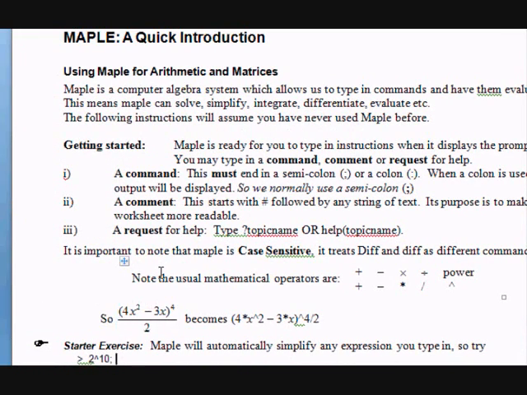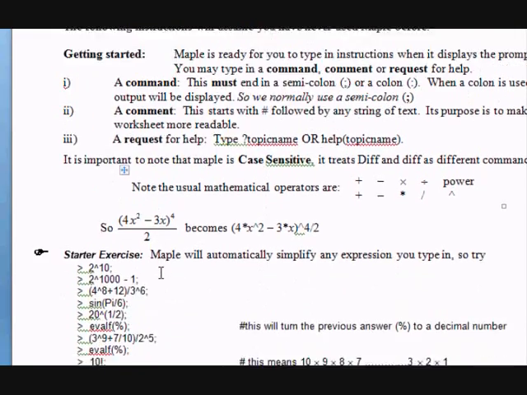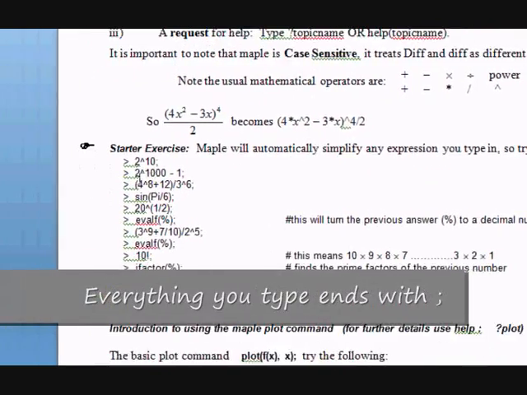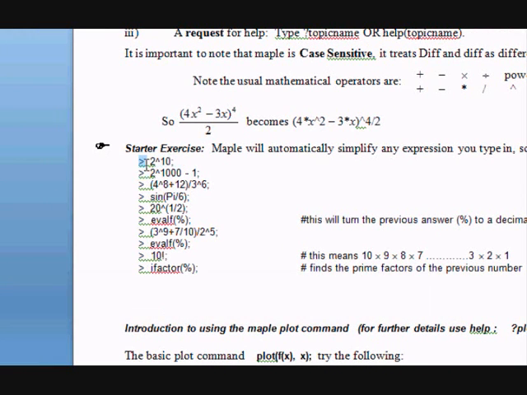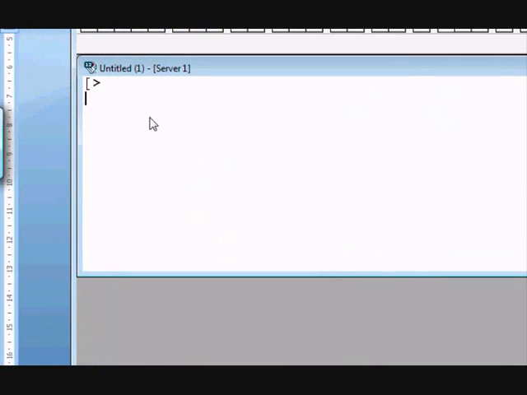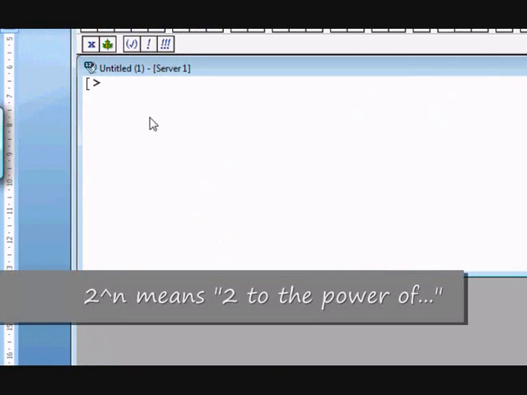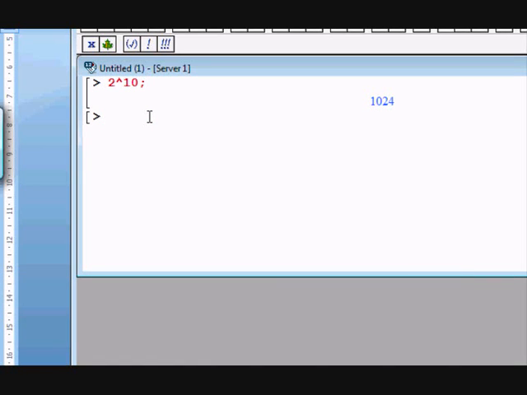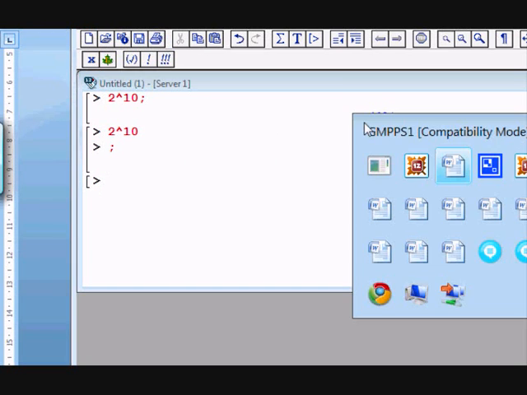First of all, commands. Everything that you type after that angled bracket must end in a semicolon, and you notice that all these examples in the starter exercise all have a semicolon at the end. The little hat there, 2 hat n, means to the power of. So if I type 2 hat 10 semicolon, I get the answer 2 to the power of 10, which is 1024. So that's fairly simple. And actually, if I don't put the semicolon, you can see it actually warns me. But if I then insert the semicolon, it will accept that.